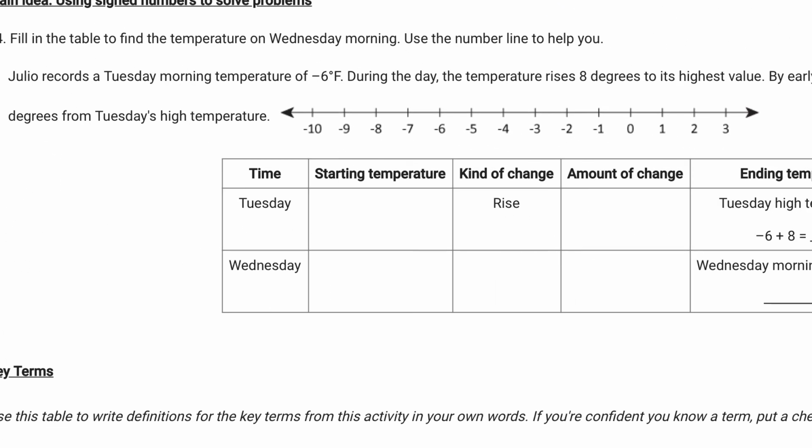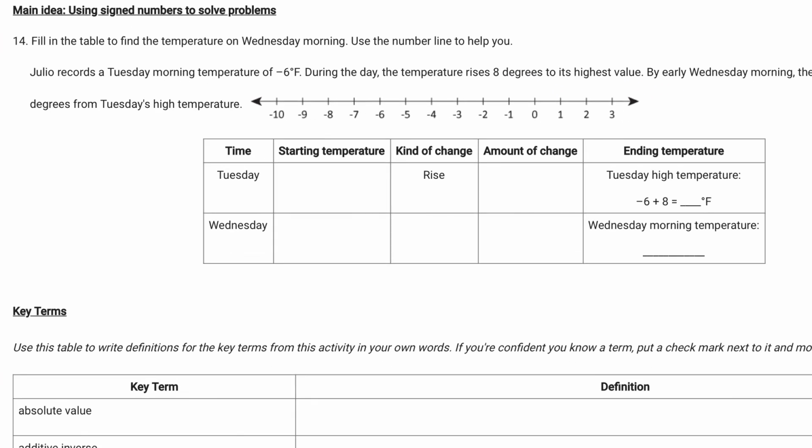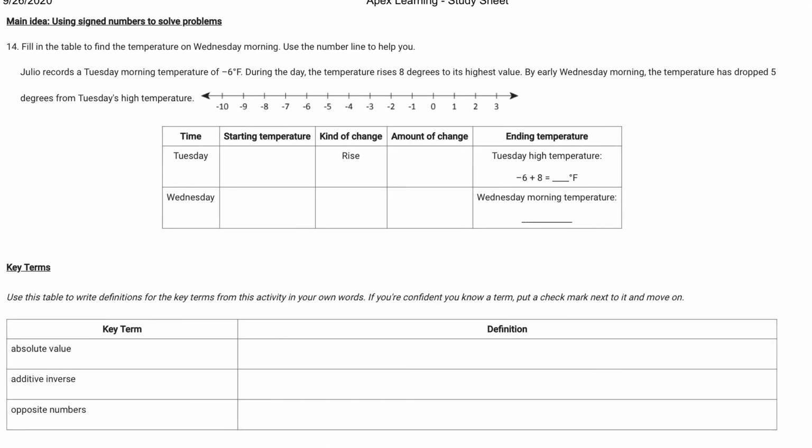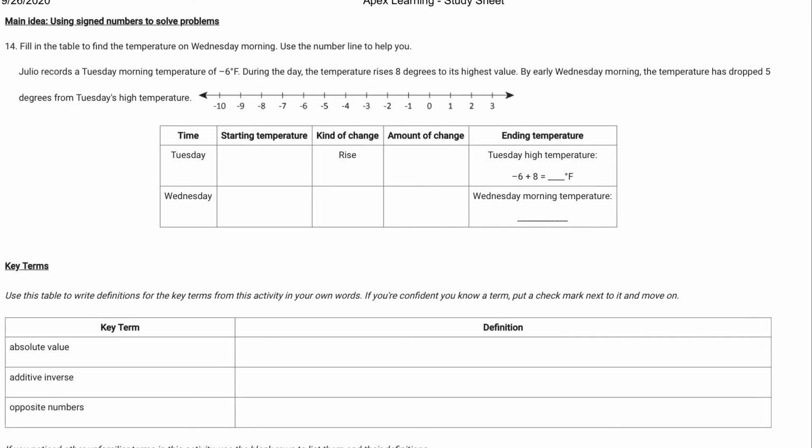So fill in the table to find the temperature on Wednesday morning. Use the number line to help you. Julio records a Tuesday morning temperature of negative 6 degrees Fahrenheit. During the day, the temperature rises 8 degrees to its highest value. I gotta zoom out here. Oof, boy, there's a lot going on here. By early Wednesday morning, the temperature has dropped 5 degrees. And so, dropped by 5 degrees from Tuesday's high temperature.